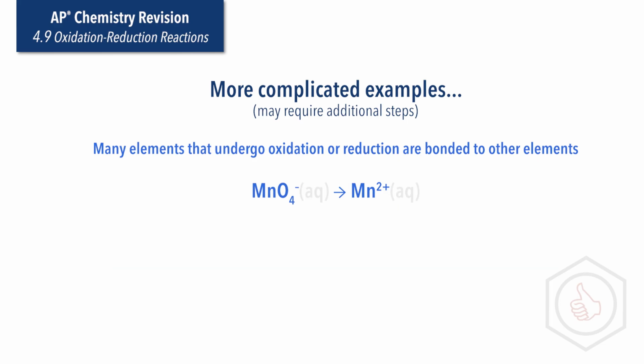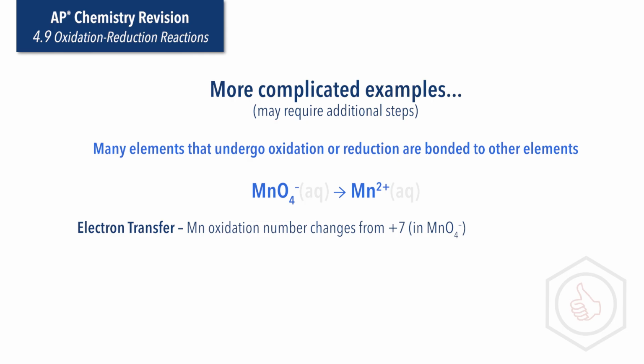Well, to write out the half reaction for this reduction, first of all, we need to track where the electrons are being transferred. So the oxidation number of the Mn in the MnO4- is +7, and the oxidation number of Mn for Mn2+ is +2. To go from +7 to +2, the manganese must gain 5 electrons, so we can add 5e- on the left-hand side. We now, however, need to balance the number of atoms on both sides.